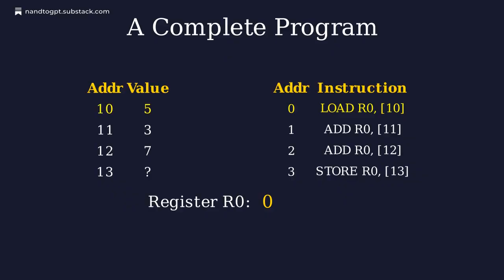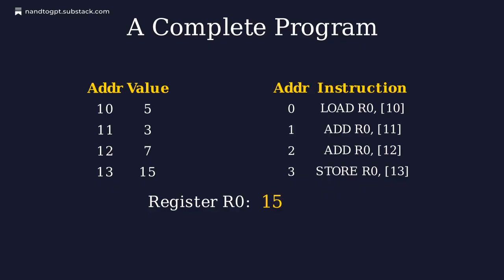Loading from memory, so register 0 equals 5. Then adding 3 to 5 is 8. Then adding 7 to 8 is 15. Stored to address 13. We just ran a program that adds 3 numbers from memory and stores the result.